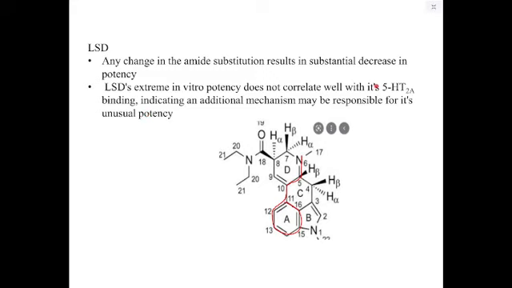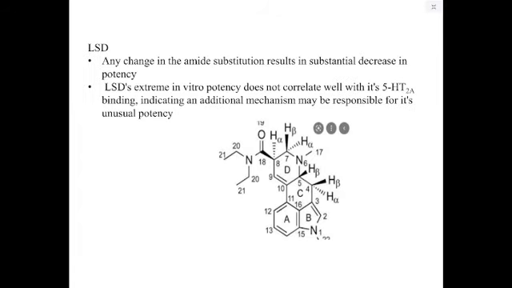LSD's extreme in vitro potency does not correlate with its 5-HT binding, indicating an additional mechanism. In other words, it has very high hallucinogenic activity, and therefore it could not be fully explained by binding to the 5-HT receptor. So there could be another added mechanism of action. But as I said, some of these are difficult to know because of the mode of action of these drugs.